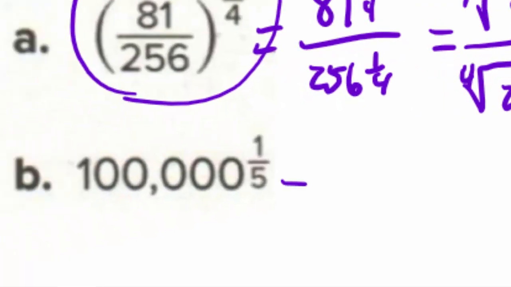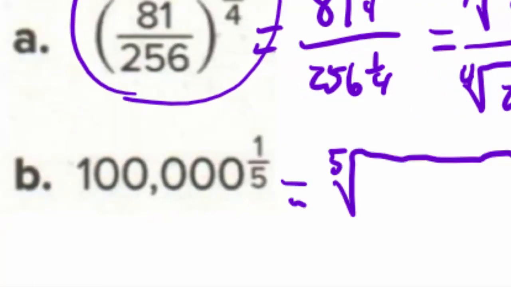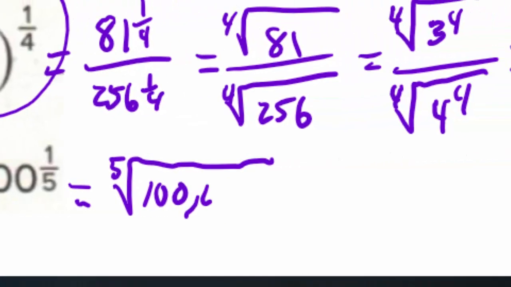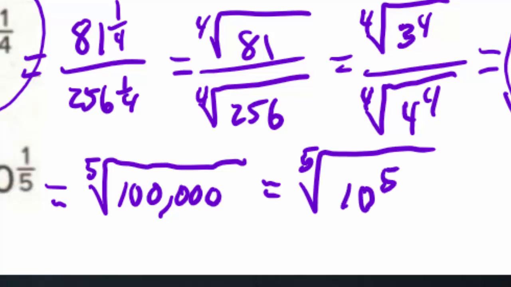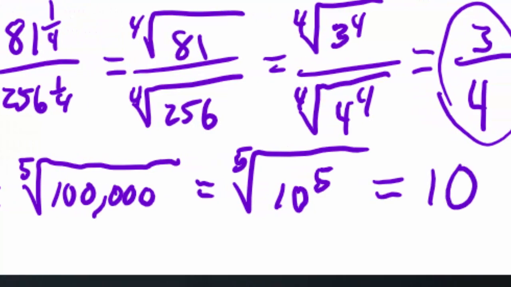Down here I have the 5th root of 100,000. And I'm pretty sure that 100,000 is really 10 to the 5th power. And the 5th root is going to undo the 5th power, leaving me with just 10.